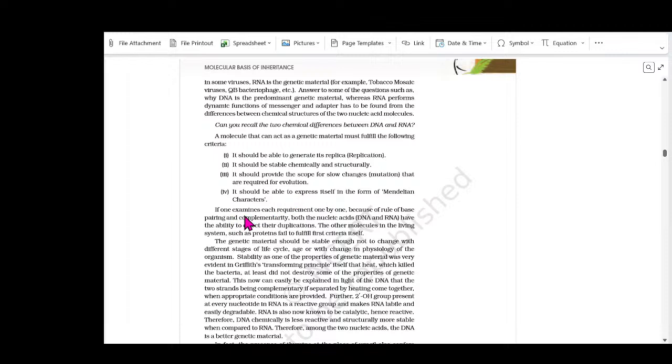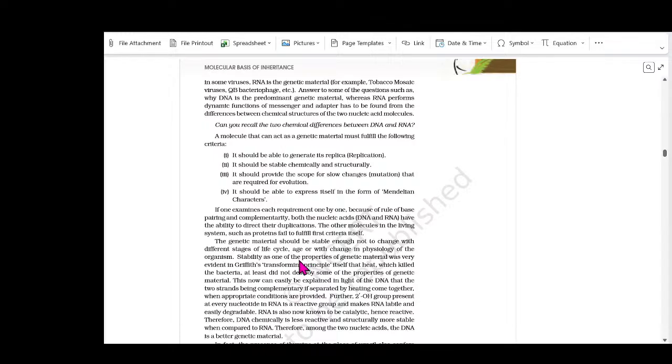If one examines each requirement one by one, because of the rule of base pairing and complementarity, both the nucleic acids DNA and RNA have the ability to direct their duplications. The other molecules in the living system such as proteins fail to fulfill the first criterion itself. The genetic material should be stable enough not to change with different stages of life cycle, age, or with change in physiology of the organism.